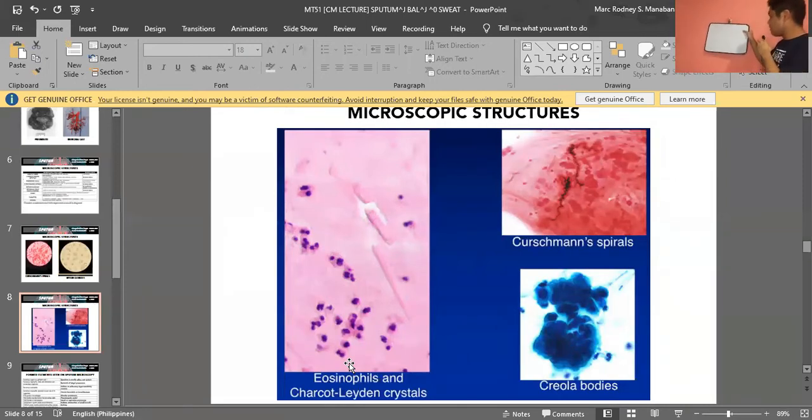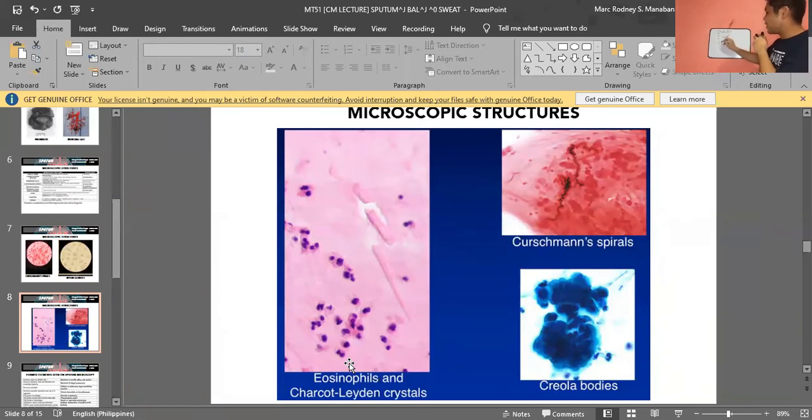Let me go to the whiteboard. The mnemonic is D, C, C, C. For bronchial asthma, letter D is Dietrich plugs. First C is Charcot-Leyden.